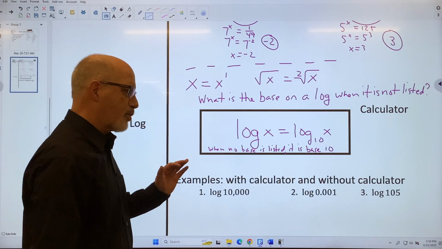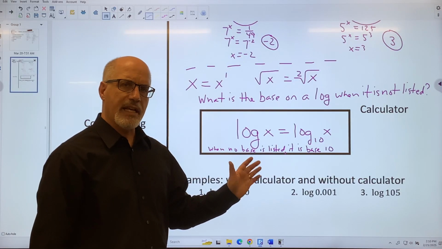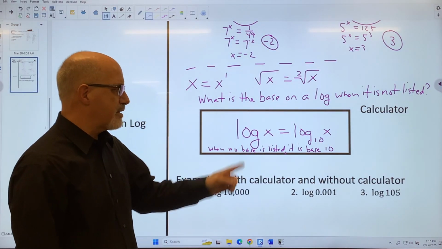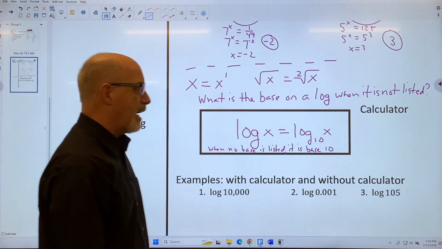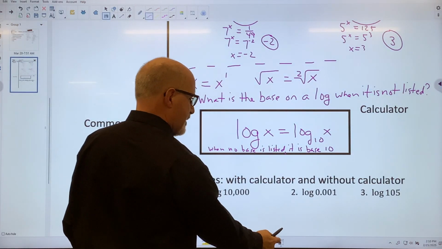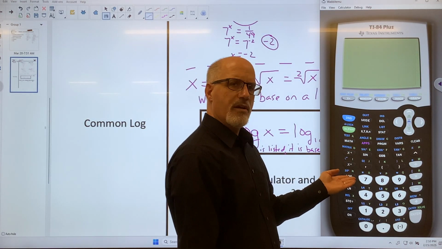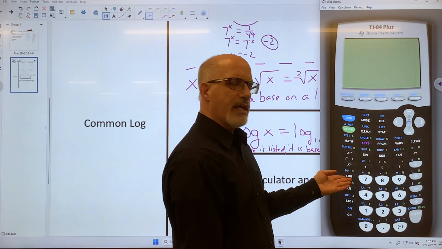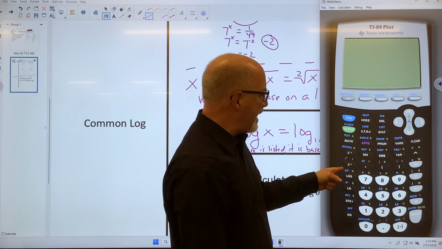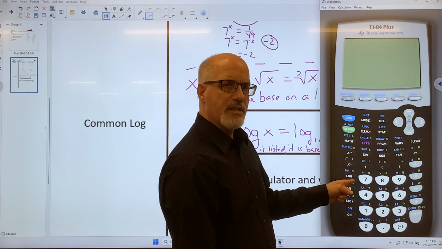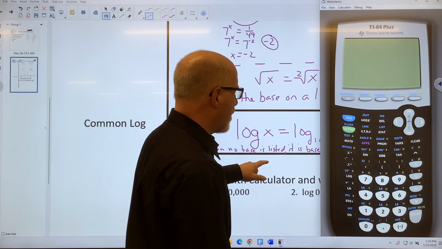That is the critical idea to gather from this lesson: that we have it base 10. Now, our calculator recognizes that. Our calculator has a log key right here. That log key, when we list it there, is log base 10. It doesn't list a base on it, so it's log base 10.